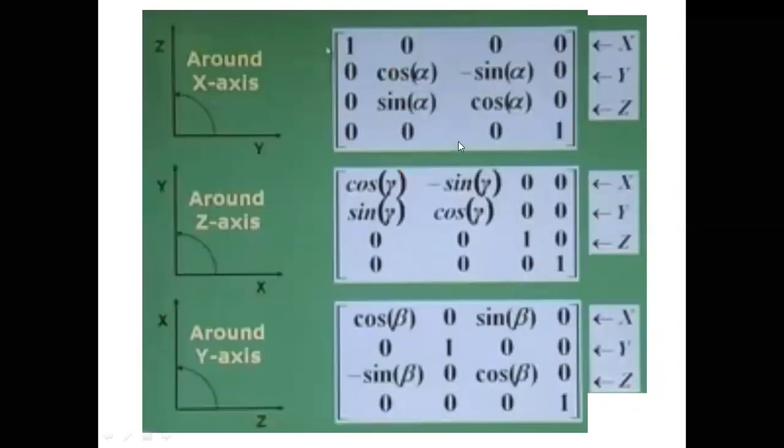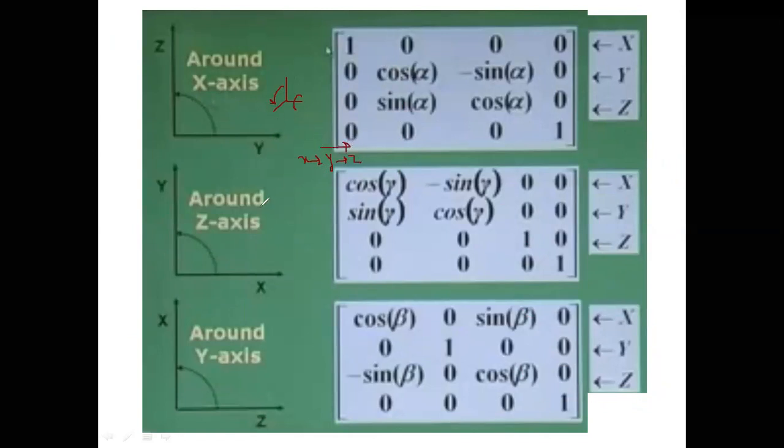The reason is that if we look around the x-axis, we are moving from y to z. If I redraw it over here, if I am rotating around the x-axis, then we are moving from y to z. We are following the order x, y, and z.